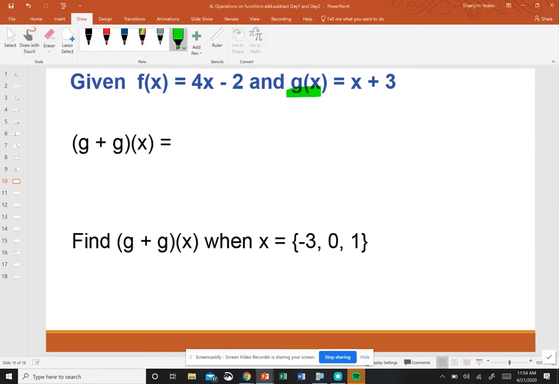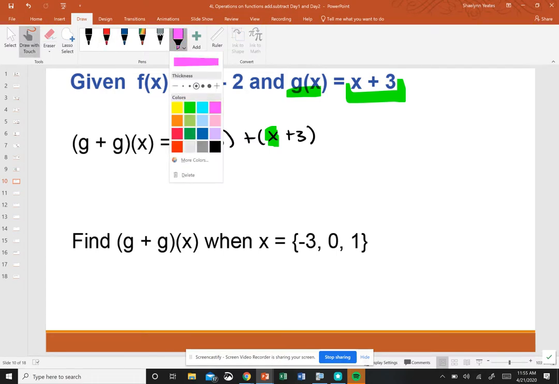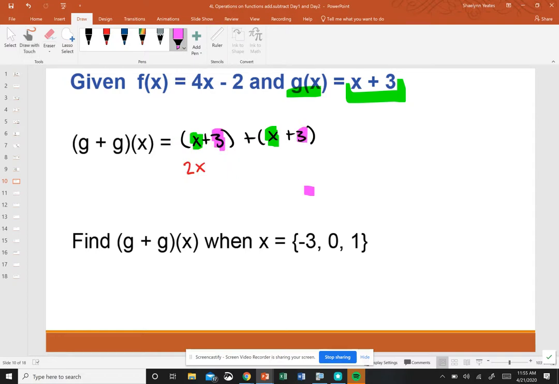So here's g. We're going to use this twice. So we've got x plus 3 plus x plus 3. So then we have x's to combine. So x plus x. How many x's is that? You're right, 2x. And then we've got 2 3's to combine. So we've got 3 and 3. What's 3 plus 3? You're right, it's 6. So we've got 2x plus 6. And that's our g plus g of x.